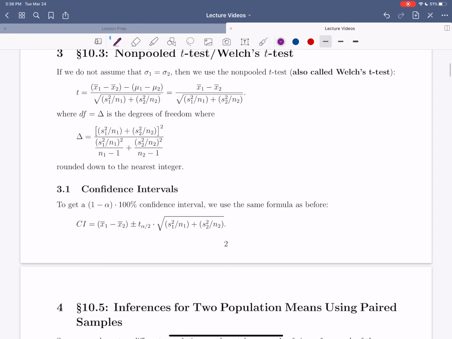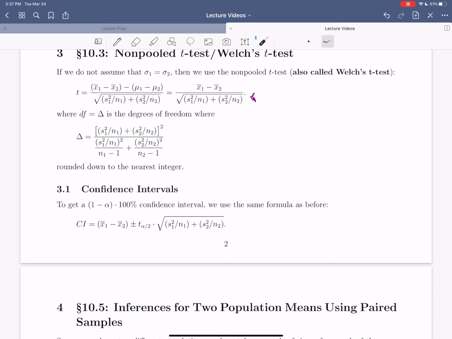For the non-pooled t-test, it's the opposite. The degrees of freedom is kind of a pain to compute, but the standard deviations are easy enough. Okay, so it turns out that the right degrees of freedom for this is given by this mess of a formula. And in general, this is not going to be an integer. So if this number turns out to be, say, 43.7, your degrees of freedom will be 43. You always round down to the nearest integer. Okay, so you round down. All right.